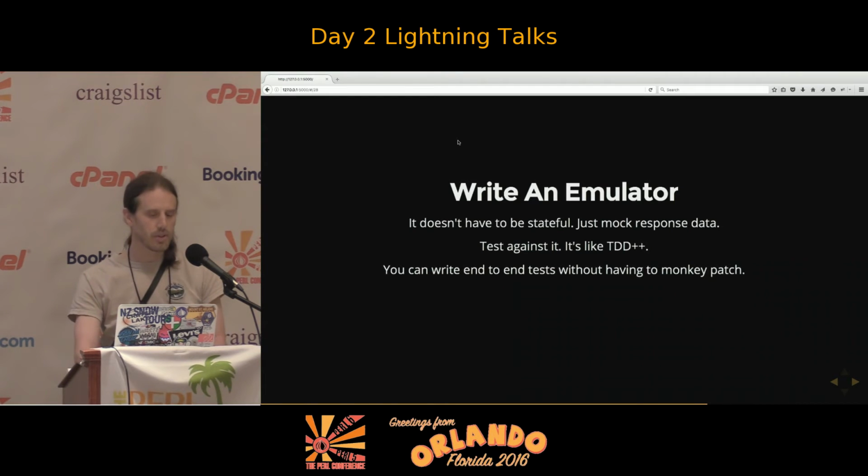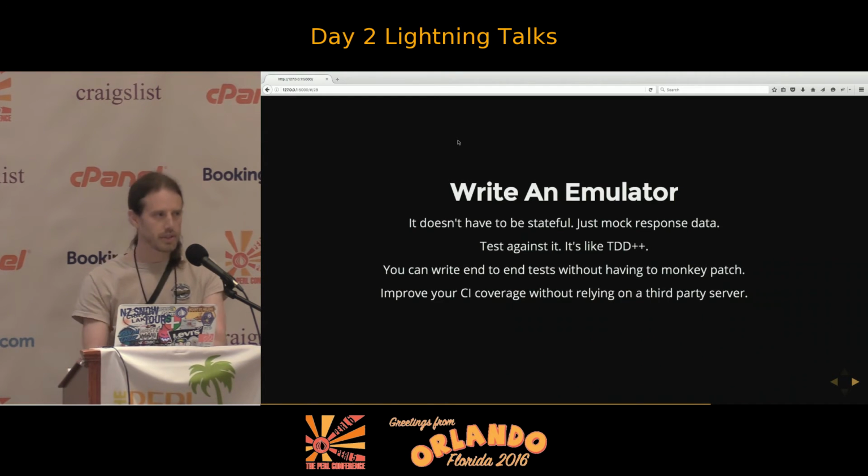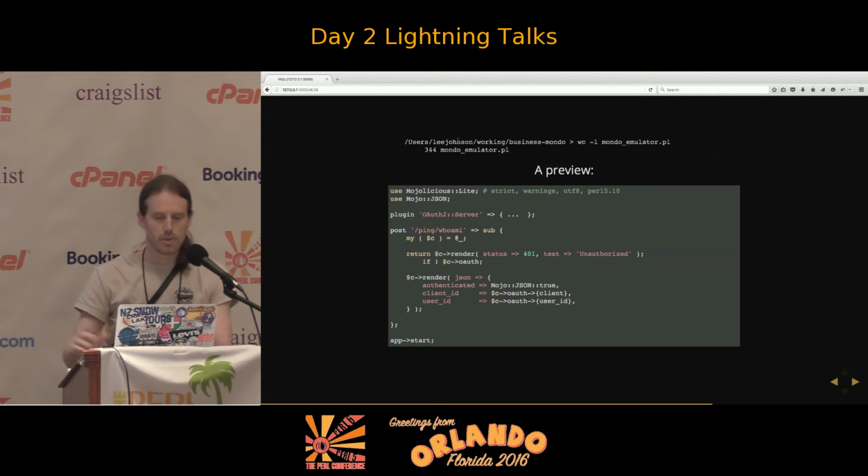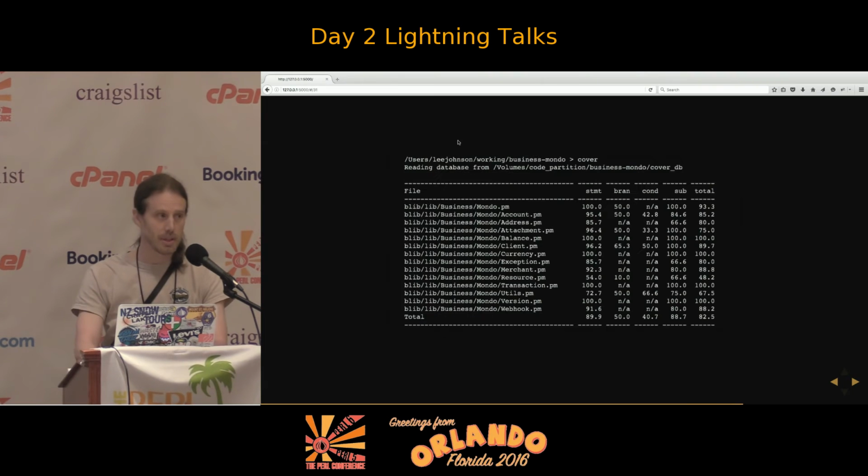And it makes your CI a lot less fragile, because you're not relying on a third-party test server which doesn't have an SLA and changes when they release a new update to it and breaks all your tests. This is a preview of the Mondo emulator, which uses OAuth 2, the plugin that I mentioned earlier on. I needed to use password grant, which it didn't support, so that's why I did all the refactoring. That's running it. That's the test coverage, just using the emulator, which is close to 90%. Add the unit tests and you get almost 100%.